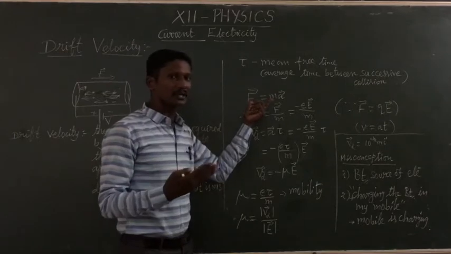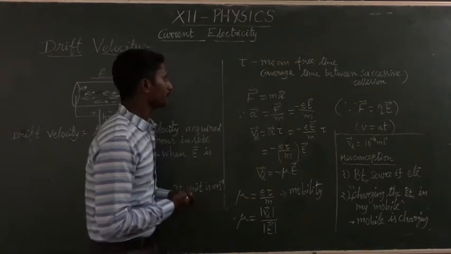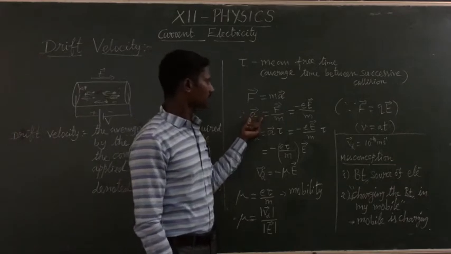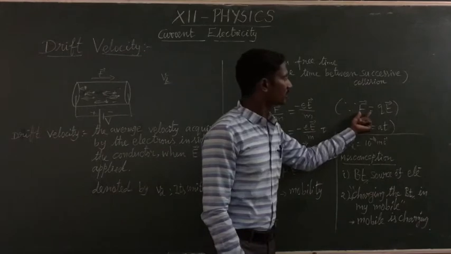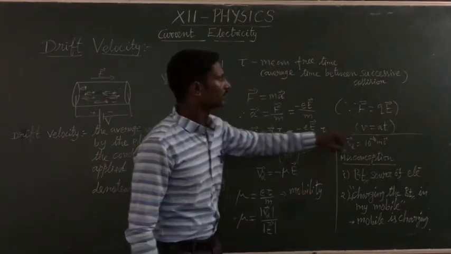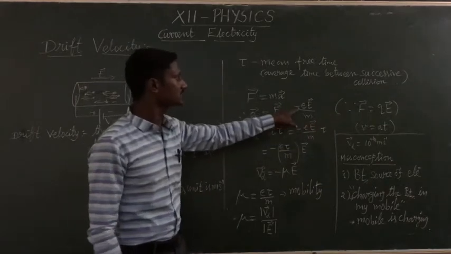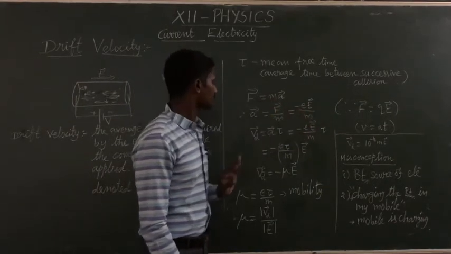From kinematics we learned force F is equal to ma. So acceleration a is equal to F vector by m. Then we know that the electrostatic force F is equal to charge times electric field. The charge of an electron is minus e, therefore here it is minus e times the electric field by mass.